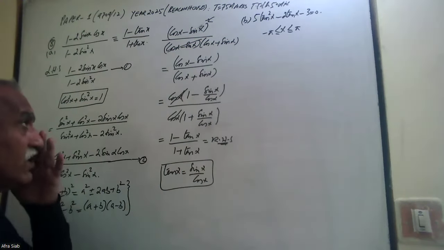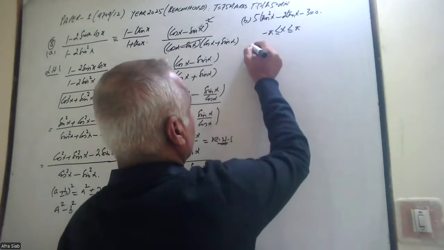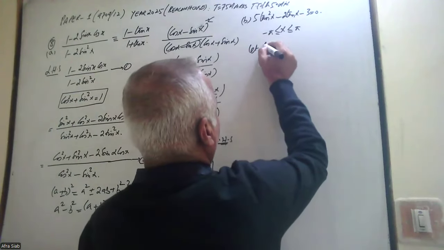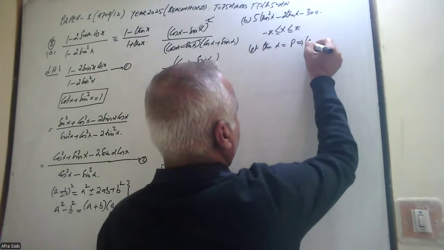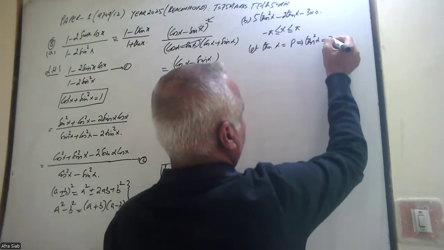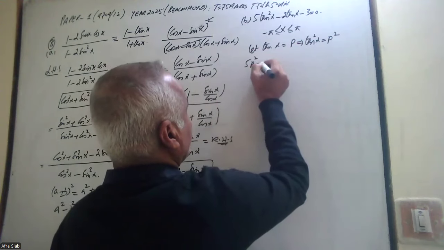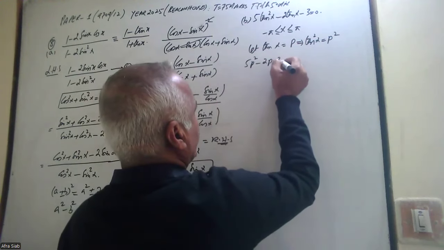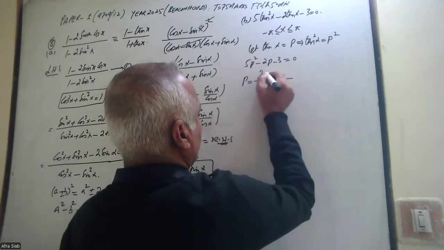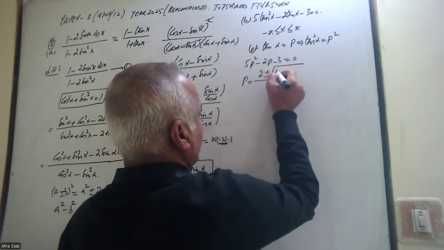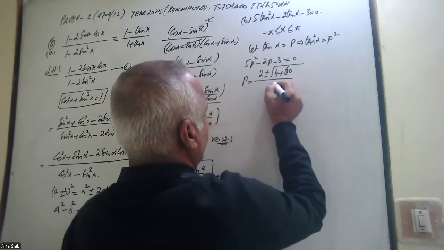So first of all, because it is all in the form of one trigonometric function, let's suppose tangent of x is equal to p. Then this implies that tangent square of x is equal to p square. So this will become 5p square minus 2p minus 3 equal to 0. Now we apply the quadratic formula on it. It should be equal to 2 plus minus the square root of 4 plus 4 into 5 into 3, which is 60, divided by 10.